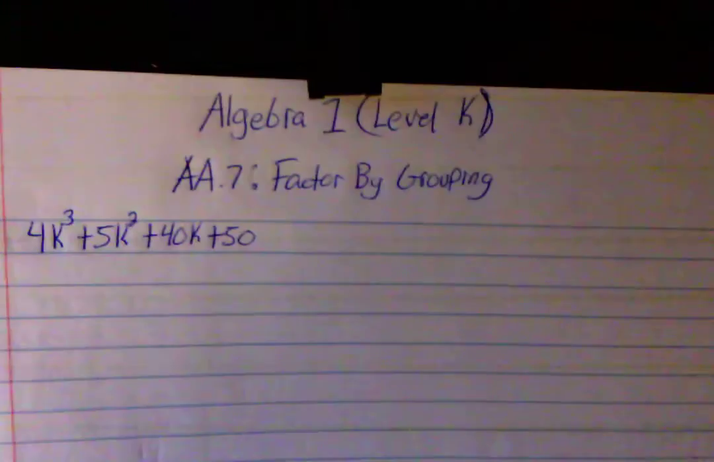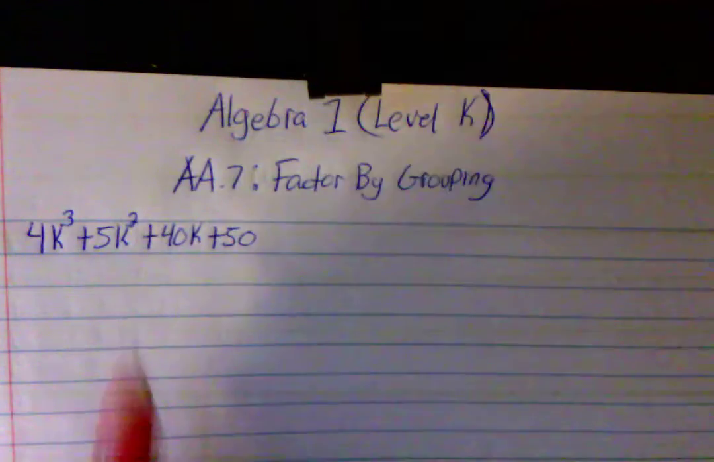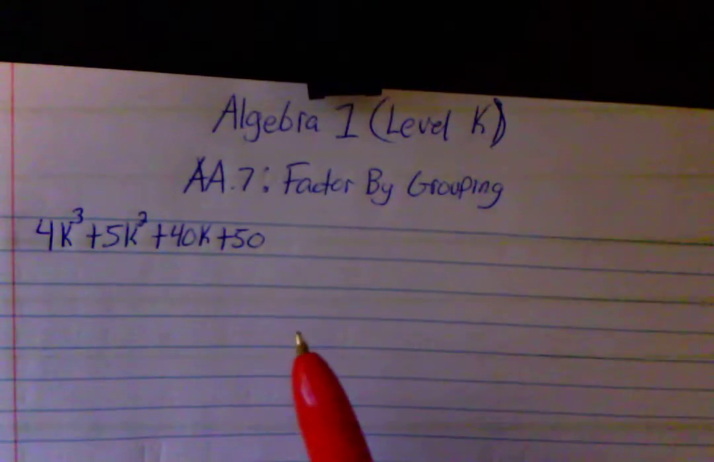So let's say we have 4k cubed plus 5k squared plus 40k plus 50. Our goal is to factor this by grouping.